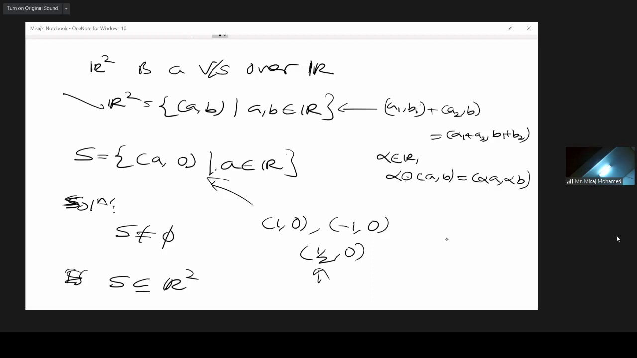Is it okay? So the first component of this element is any real number. The second component is always 0. Such a type of collection is S. We know that S is definitely non-empty and S is also a subset of R2. Is that clear, that S is a subset of R2? Yes, sir. Right.